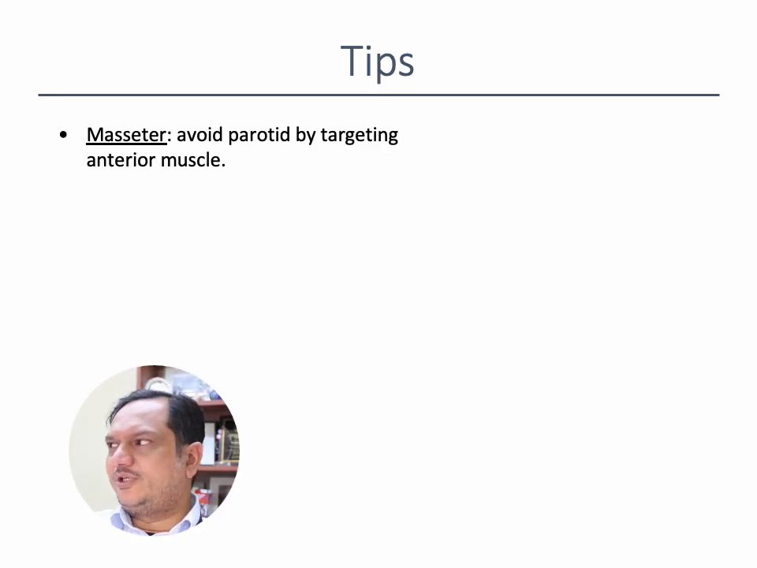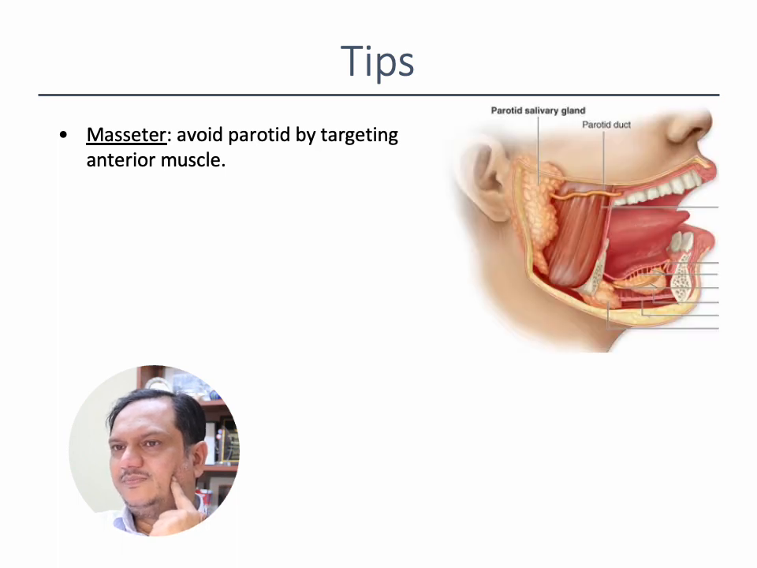Here are some tips for the injections. Masseter: avoid the parotid by targeting the interior part of the muscle. So you feel the interior edge and go just a finger breadth behind. You don't want to go further behind. There is masseter there all the way back, but then there's the parotid gland quite thick over it, and you don't want to inject just above into the parotid. That will cause significant dry mouth.